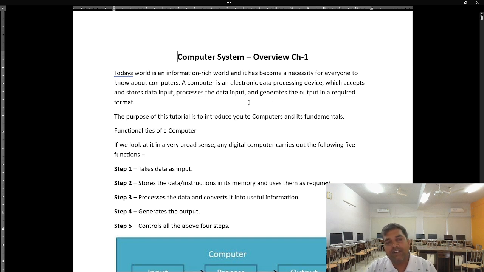As you know, today everyone is connected to computers by means of computing devices. Like a mobile is also a computing device. A handheld computer, which you keep in your hand, which you keep in your pocket.